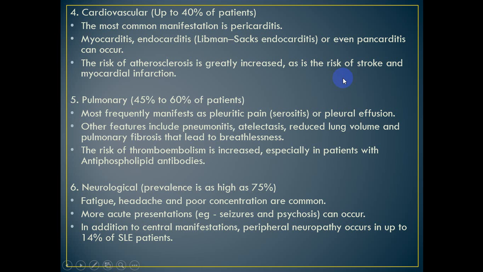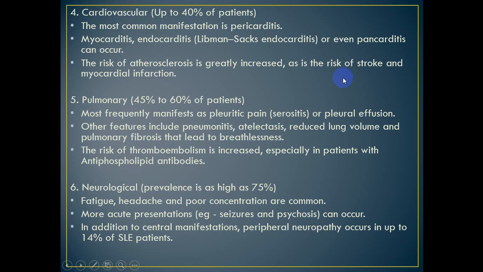Then pulmonary manifestation. As for cardiac, which presents as pericarditis, pulmonary presents as pleurisy, pleuritic chest pain plus or minus pleural effusion. But there are other manifestations like pneumonitis, atelectasis, or fibrosis, and the patient will get chronic breathlessness. Also, there is an increased risk of thromboembolism in these patients, either because of SLE itself or because of superadded antiphospholipid antibody syndrome, which we will talk about later on.